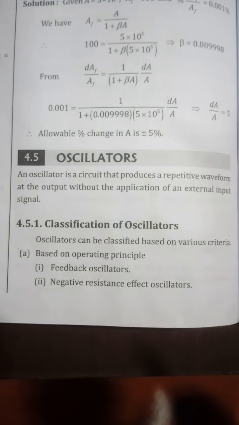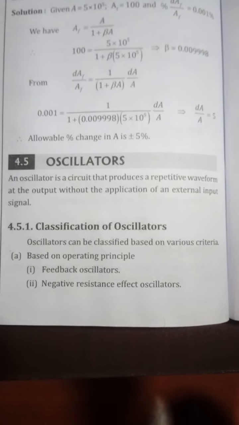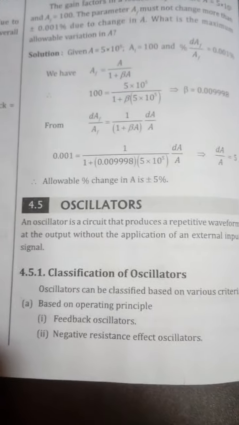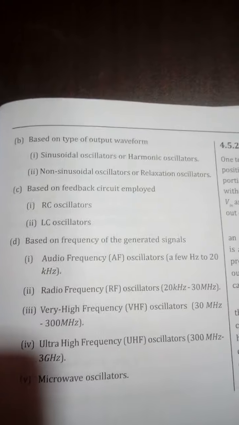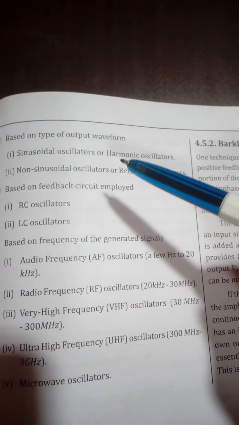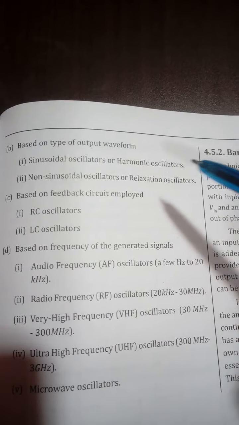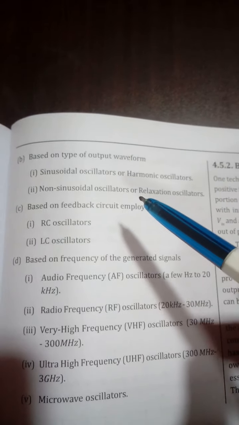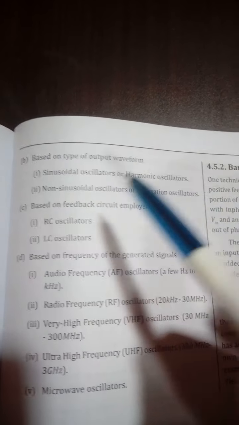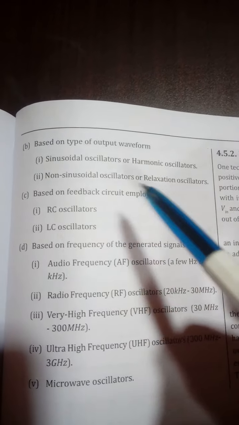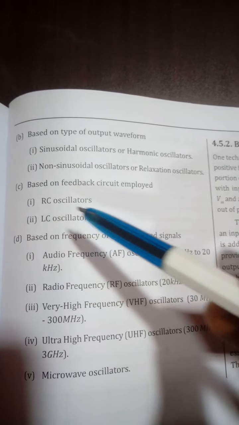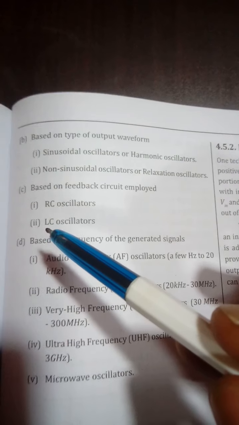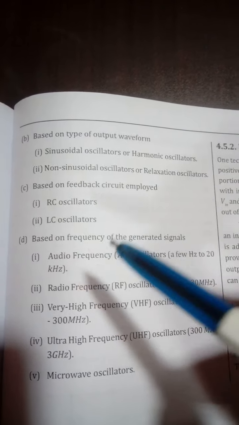It is classified based on various criteria. Firstly, based on the operating principle, it is classified as feedback oscillators and negative resistance effect oscillators. Secondly, based on the type of output waveforms, it is classified as sinusoidal oscillators or harmonic oscillators, and non-sinusoidal oscillators or relaxation oscillators. Based on the feedback circuit employed, it is classified as RC oscillators, which means resistance capacitance oscillators, and LC, inductance and capacitance oscillators.